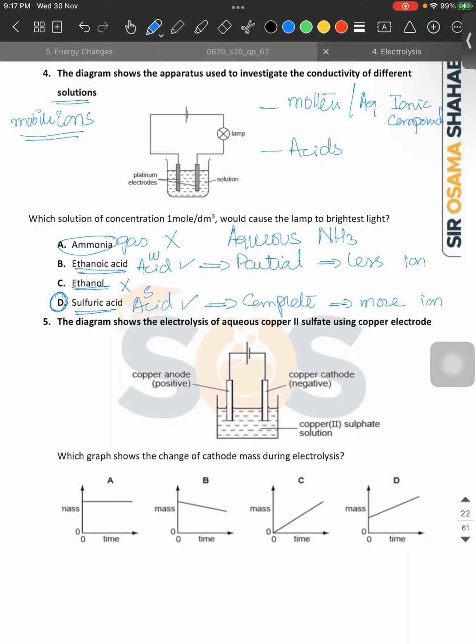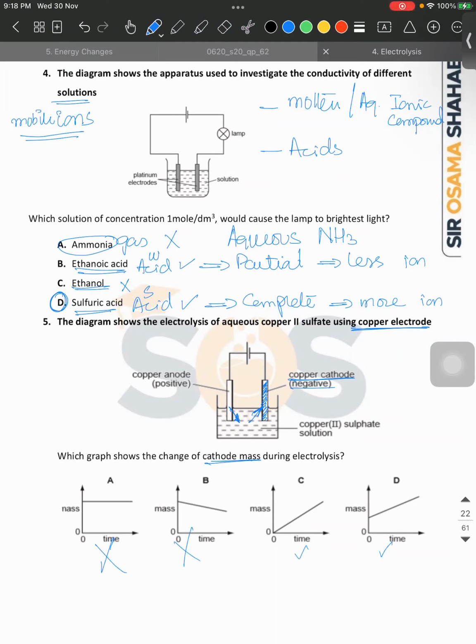Then if you talk about MCQ number 5, bachcho, the diagram shows the electrolysis of aqueous copper sulfate using copper electrodes. Again, copper electrodes. So we know that the anode decomposes. It is going to decompose, dissolve, and it is going to reduce in size. Just need to keep remember they are already made up of copper, right? Which graph shows the change of cathode mass? Which graph is showing the mass of cathode changes? So you need to keep remember that the cathode is already made up of some mass of copper, right? So there should be some mass initially, and then it starts increasing, right? So ये दोनों तो आंसर नहीं हो सकते.